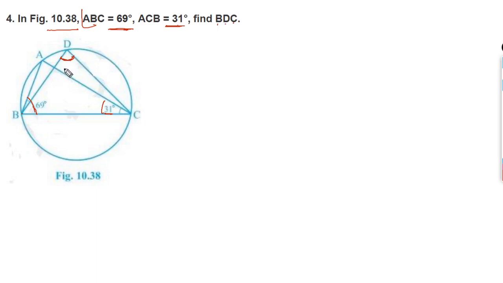Okay. So here you can see this is an arc. This arc is subtending an angle BAC, and this same arc is subtending another angle, that is BDC. That means angle A must be equal to angle D. If we can find angle A, then angle D will definitely be equal to angle A. So first of all we will find angle A. Okay, so let's start. Just write what is given here.